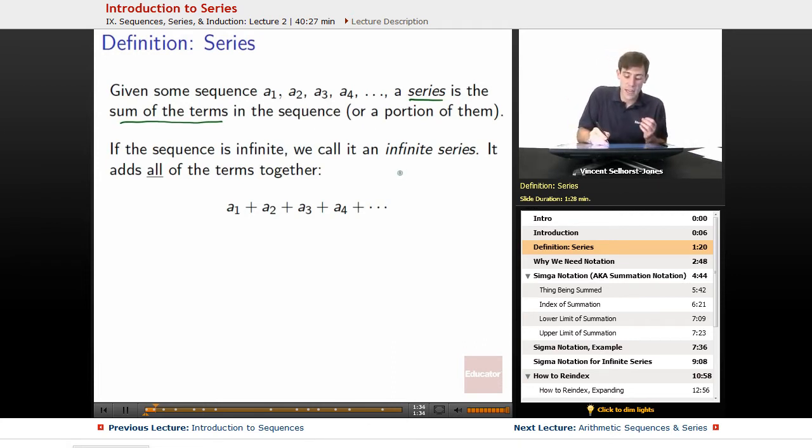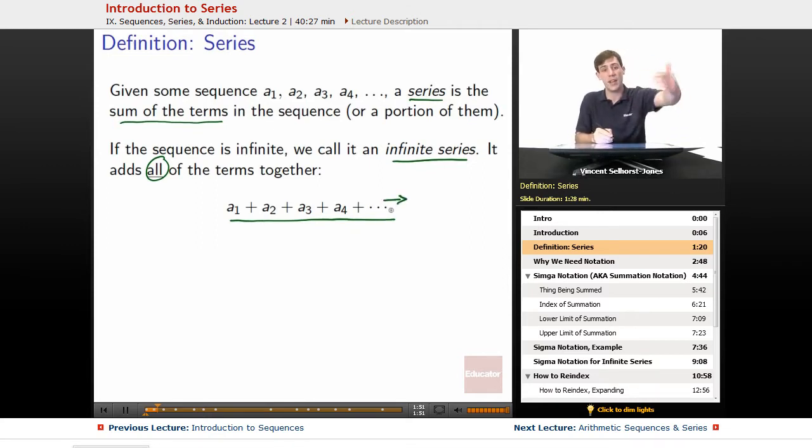If the sequence is infinite and we're adding up all of the terms from that sequence, we call it an infinite series. It adds all of the terms together. I'm saying it keeps going forever, right? It's a1 plus a2 plus a3 plus a4 going on forever, so plus a5, a6, a7, a8, and so on, forever and ever. Since our sequence was infinite, we're just saying keep adding them forever and ever.